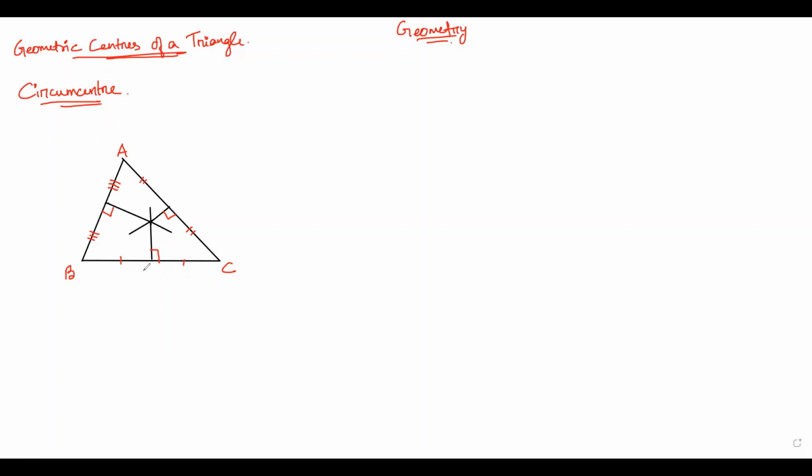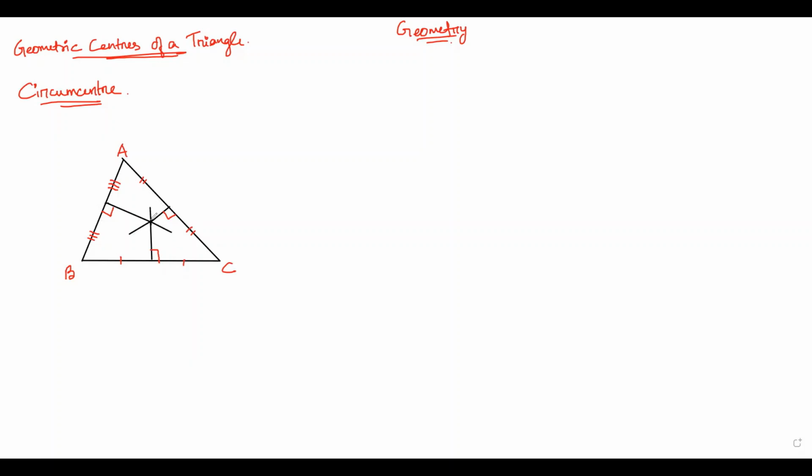First, let us see what is the circumcenter of a triangle. Suppose we have a triangle ABC with three sides AB, BC, and CA. Say we are drawing three perpendicular bisectors on each of these three sides BC, CA, and AB of triangle ABC.